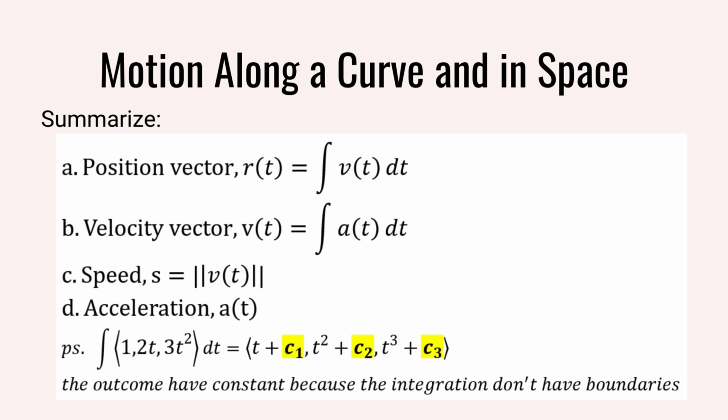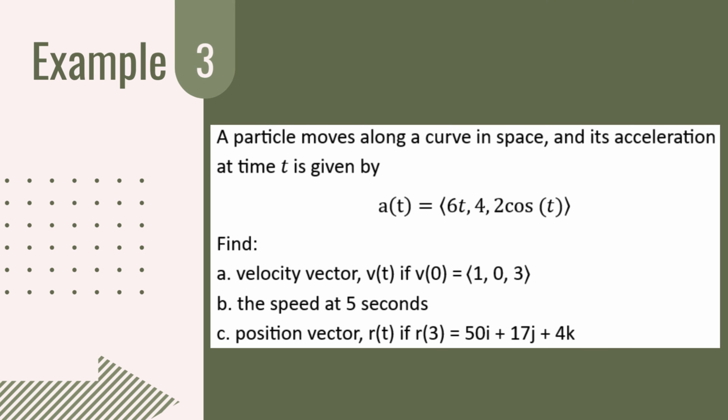So the summarized formulas: for the position vector, integrate v, which is velocity, and for the velocity vector we integrate acceleration. For speed we must use v(t). For acceleration it is a(t). For example, integrating 1, 2t and 3t gives 3t squared. The outcome has a constant because the integration doesn't have boundaries.